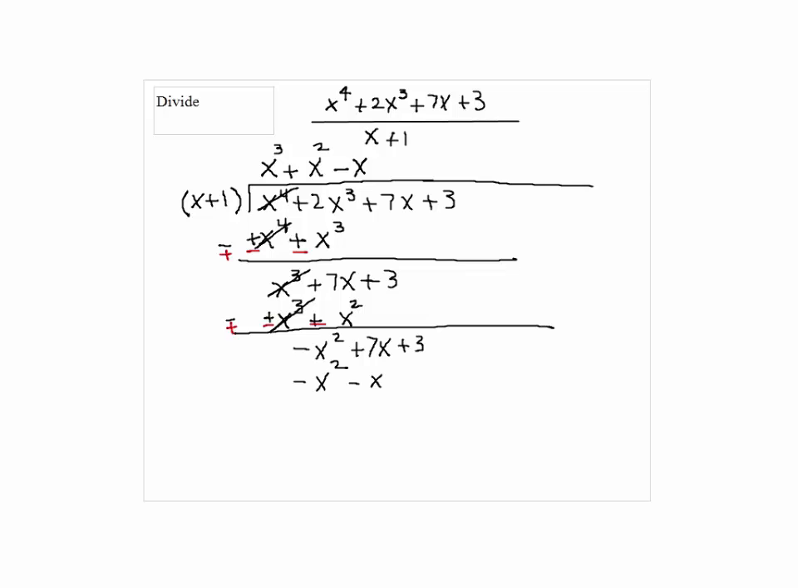And we move on. What times x give you minus x to the power of 2? Would be minus x. So that would give you minus x to the power of 2. Multiply negative x by this binomial. That will give you minus x times x, will give you minus x squared. Minus x times 1 is minus x.